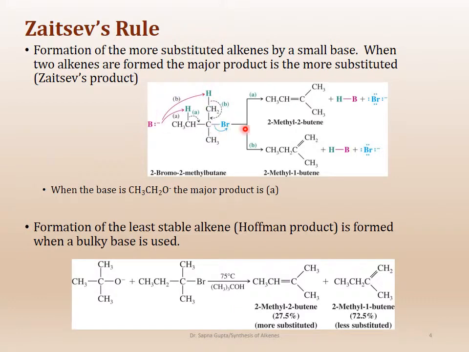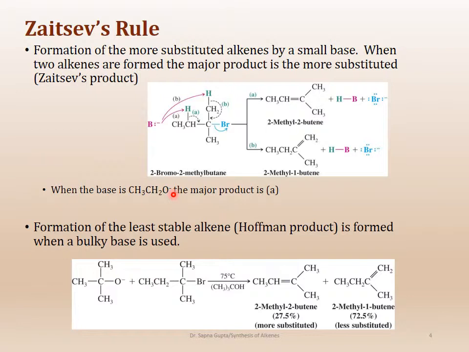And in this case, because we're not really talking about any selectivity, the Zaitsev product is going to be the major product, and the non-Zaitsev, which is also called the Hofmann product, is going to be the minor product. Okay, and so this is what happens with Zaitsev's rule. The base is not specified here, but the base here usually is going to be a small base.